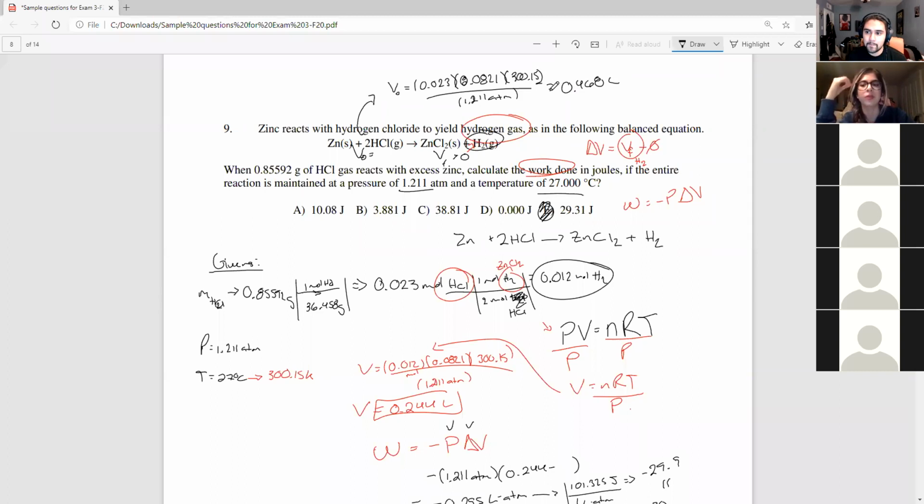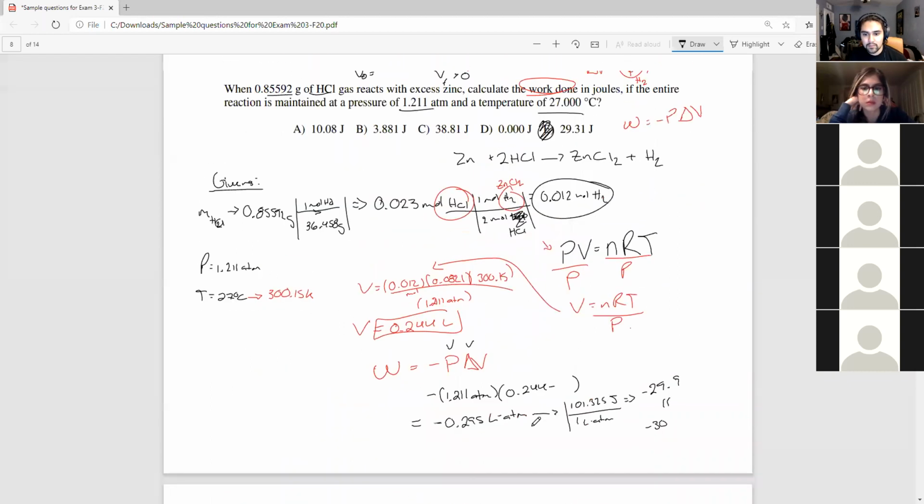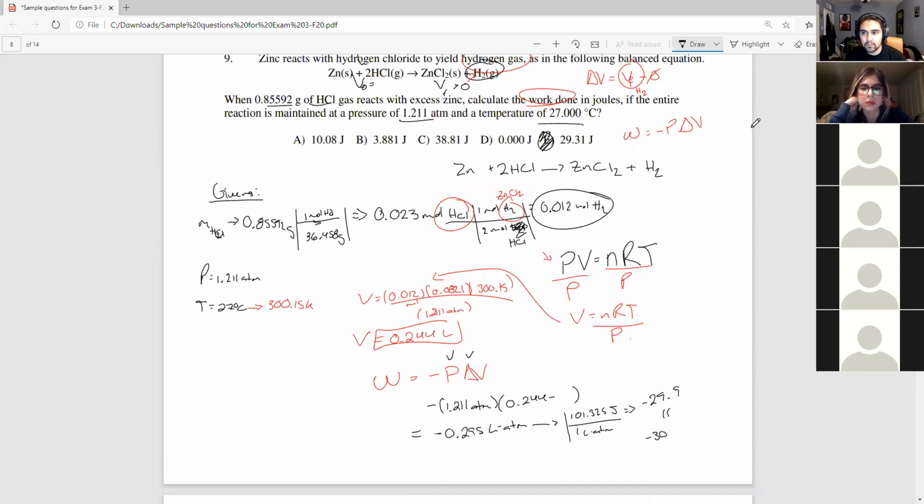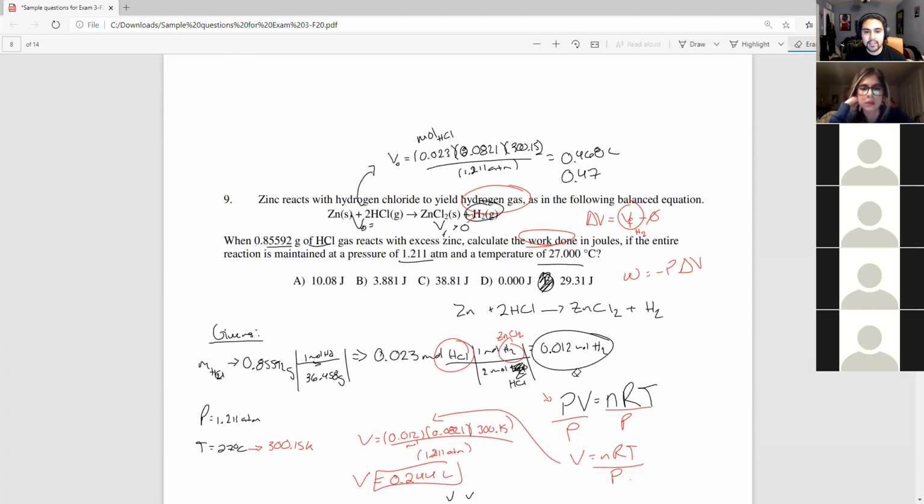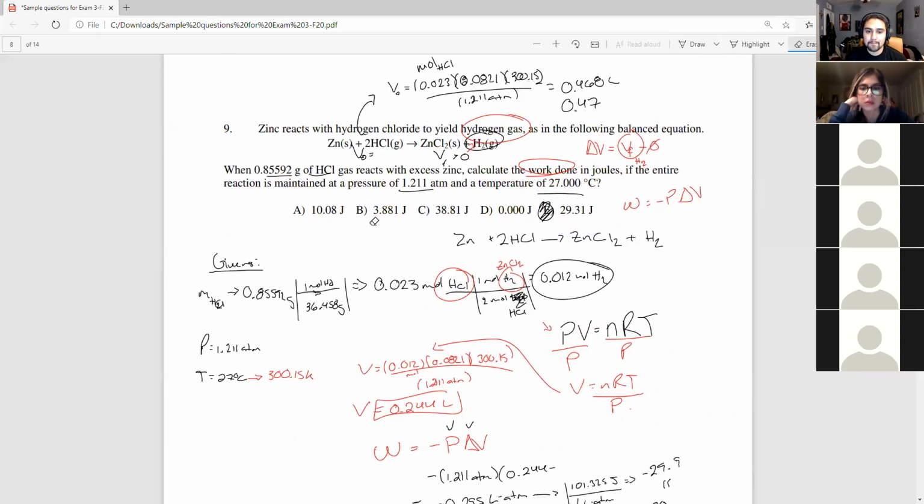Should be 0.47. Where did you get the 0.023 from? That's the moles of HCl. Okay. So then the second volume, we get it from when you divide it by 2? Yeah, the second volume you get from HCl. And here we're working with gases, so the volume of HCl does matter, and the volume of H2O affects it too.